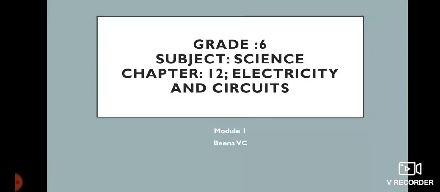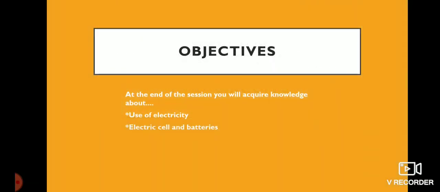Grade 6, Subject Science, Chapter 12, Electricity and Circuits, Module 1. Objectives. At the end of the session, you will acquire knowledge about use of electricity, electric cell and batteries.